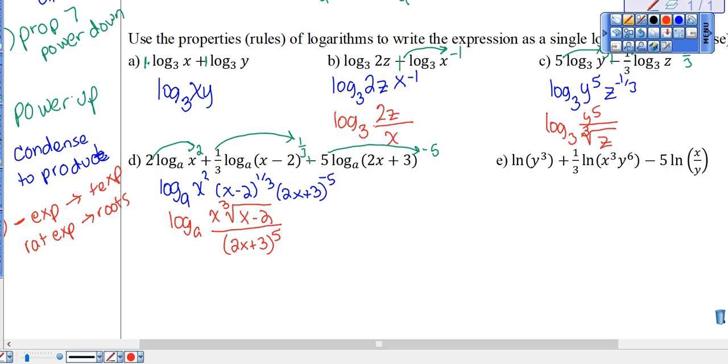Now this last one is more complicated because it has a lot of simplification that's really necessary if you're going to get the proper condensed form of this logarithm. And so some things that I want to talk to you about here. First, we'll go ahead and power up. So I'm going to power up that 1/3.